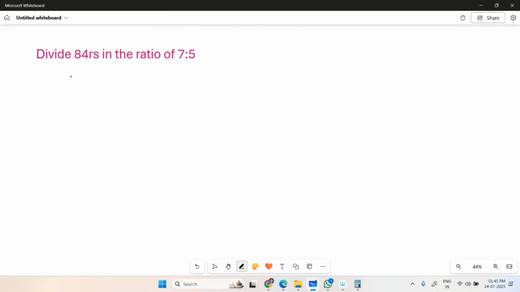Okay. Now let's solve another question. Divide 84 rupees in the ratio of 7 is to 5. It's not 5 is to 5, 50-50. If it is 50-50, we can simply divide it by 2 and 42 we will easily get. But here we are dividing 84 rupees in the ratio of 7 is to 5. So for that what do we do? We have to find out the sum of the ratio terms. Then we will get that total. So 7 plus 5 equals 12.